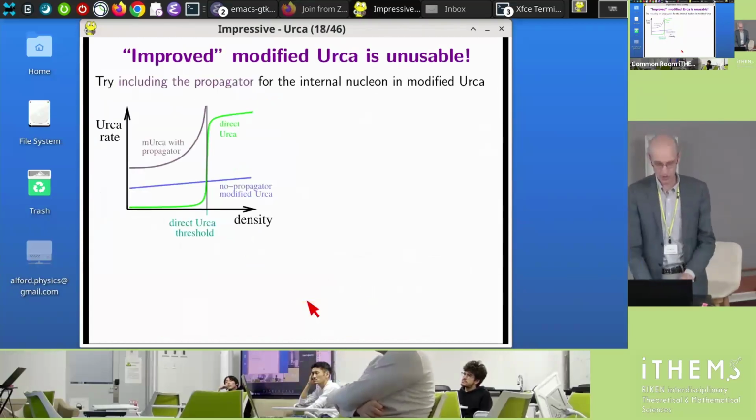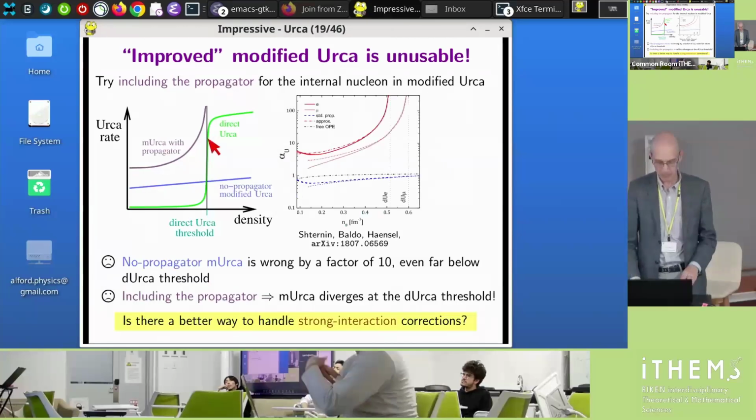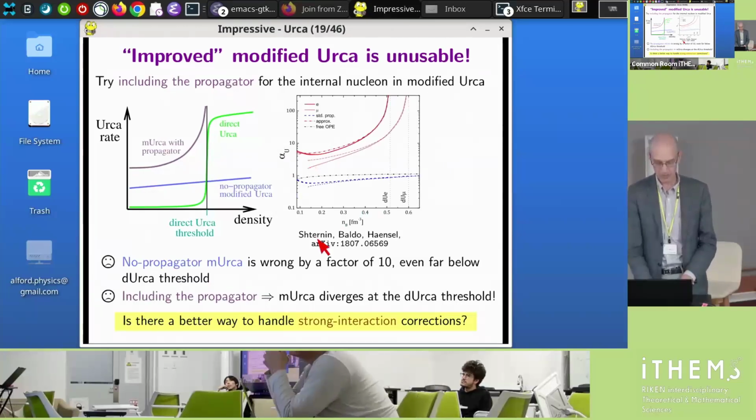So people have done this, trying including the propagator. And what happens if they do that? Well, in this same diagram, increasing density here, Urca rate here, when they include the propagator they get a faster rate, but then when they reach the direct Urca threshold, the rate diverges, goes to infinity. Here's the actual plot from the paper by Stern, Baldo, and Hansel, and these red lines show their rate diverging. They also show that the no propagator modified Urca, even far below threshold, is wrong by about a factor of 10.